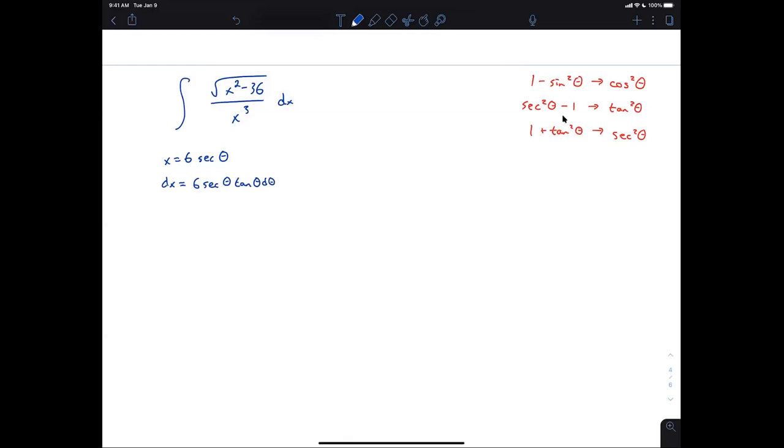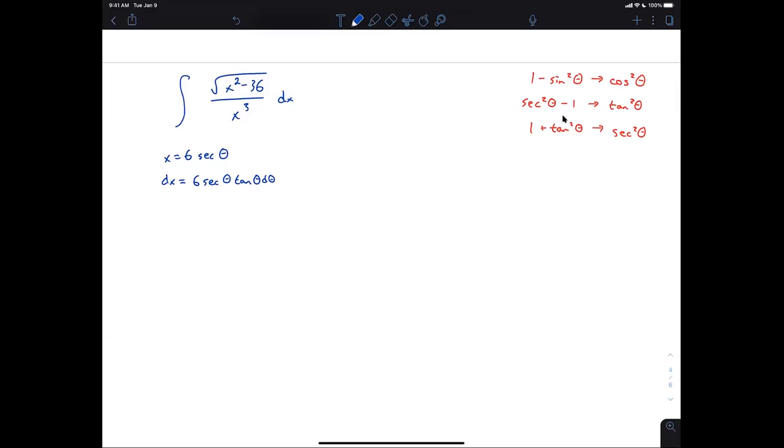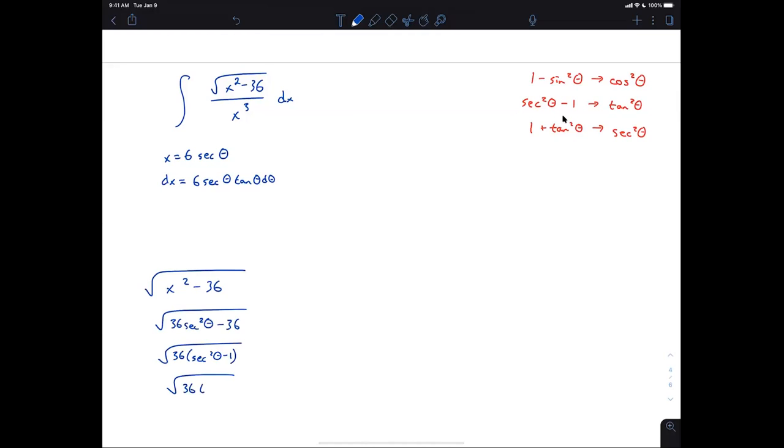So we're going to go over to the side and now do the square root. So we get 36 secant squared theta minus 36. And now we factor the 36 out. Secant squared minus 1 is tangent squared. And we get 6 tangent theta. Does that make sense?